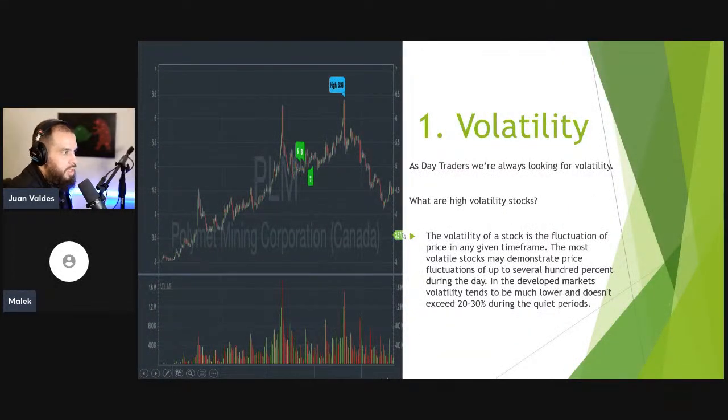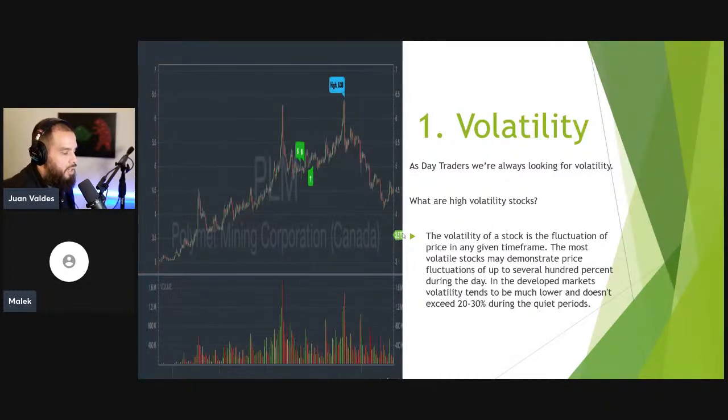One of the things some traders look for, especially momentum traders, is volatility. Volatility of a stock is the fluctuation of a price in any given time frame. The most volatile stocks may demonstrate price fluctuations of up to several 100% during the day. And this is important for some people, right? If you're going to day trade a stock, and historically that stock just does not move that much, maybe 5, 10, 20 cents, then it's probably not going to be a good stock to day trade.